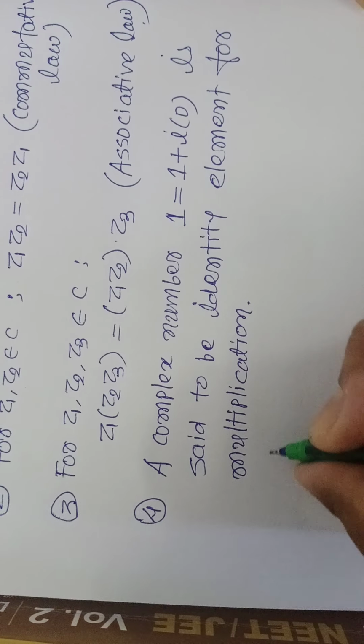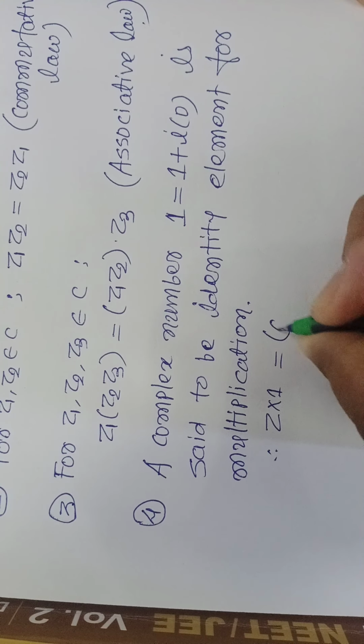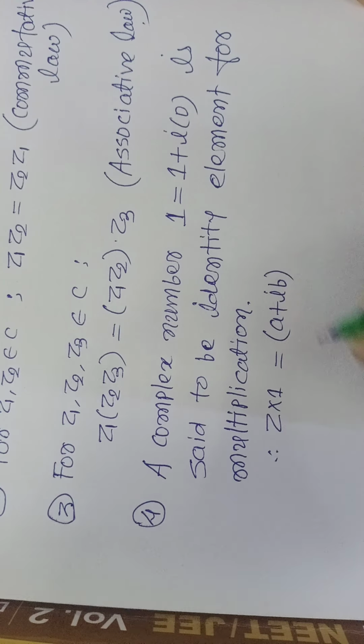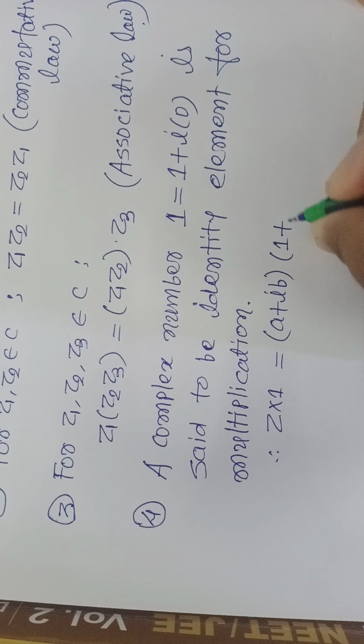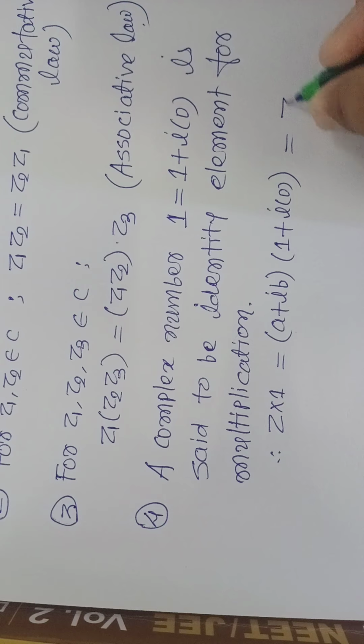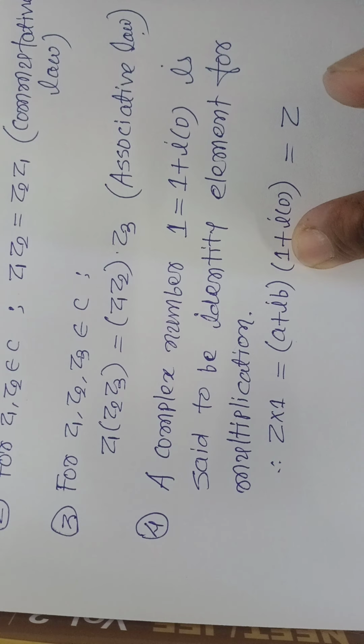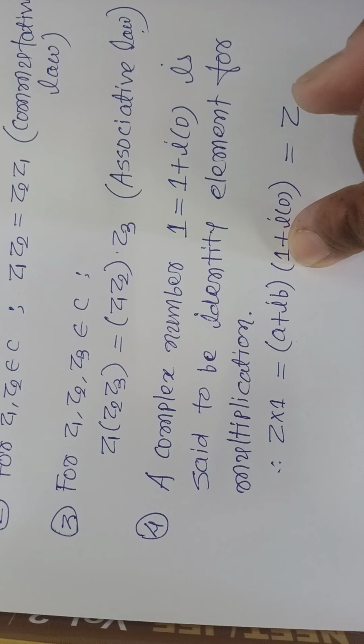So what does this mean? Therefore the meaning is this, z into 1, that means (a plus ib) into (1 plus i0), right? And if you multiply, you get the same result. So that's why this 1, but as a complex number, my friend, is the identity.